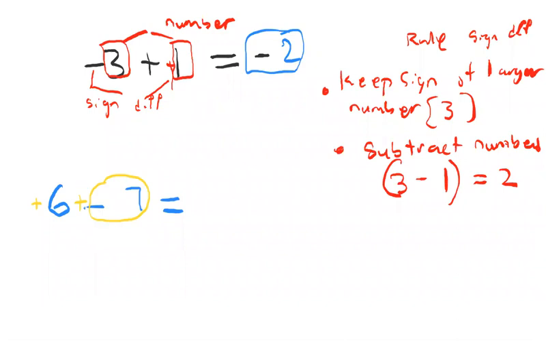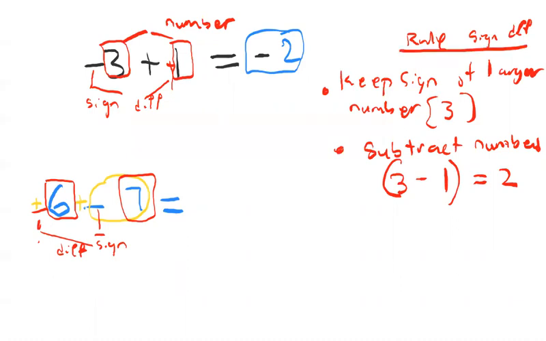So this is what we do. These are different signs. The sign here is a negative sign, while the sign here is a positive sign. They're different. And the numbers are 6 and 7. So what was the rule for different signs? We keep the sign of the larger number. Which number is larger? 7 is larger. The sign for 7 is negative sign.